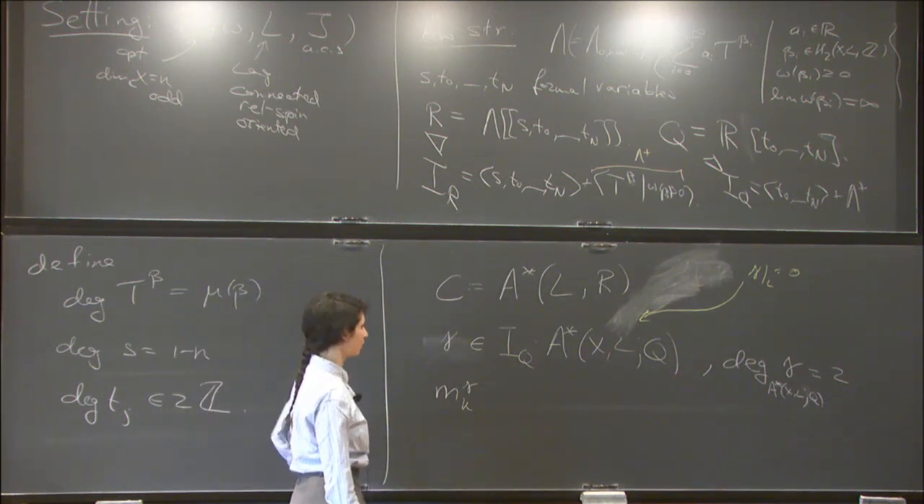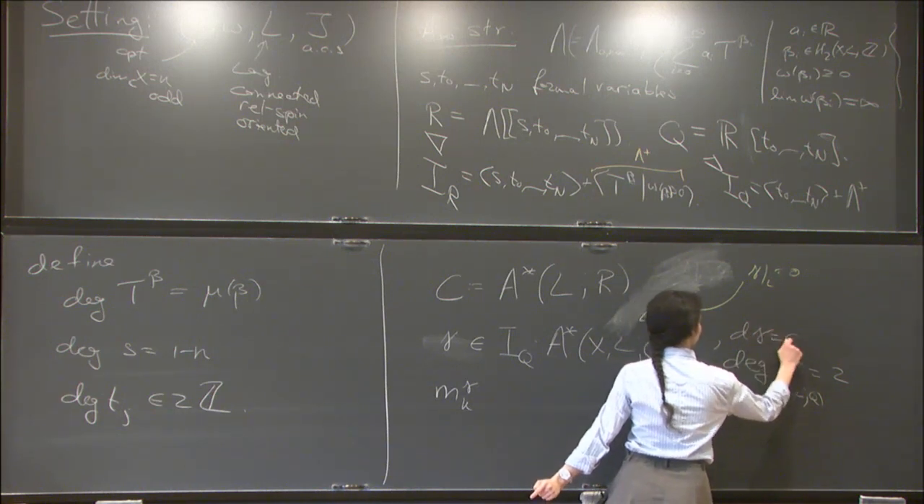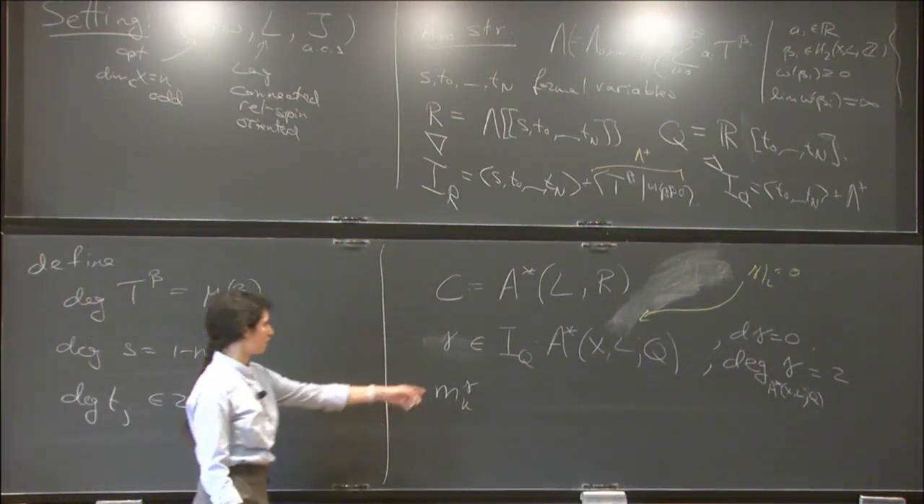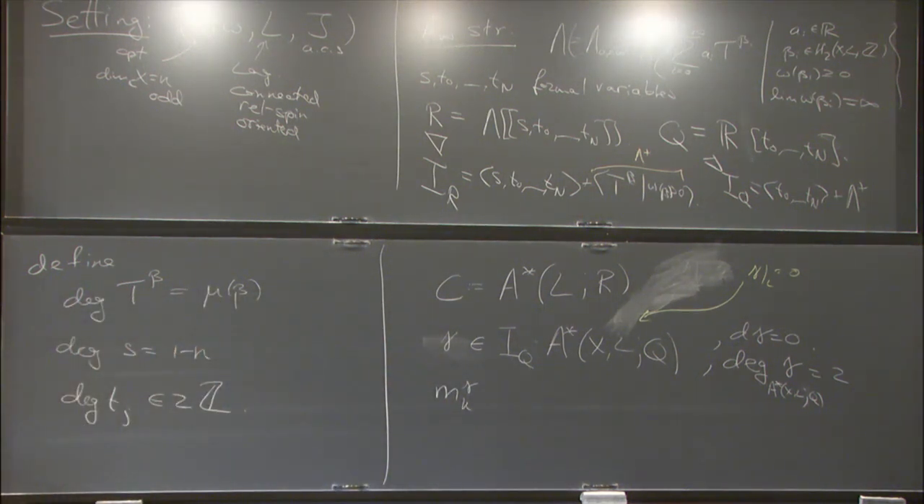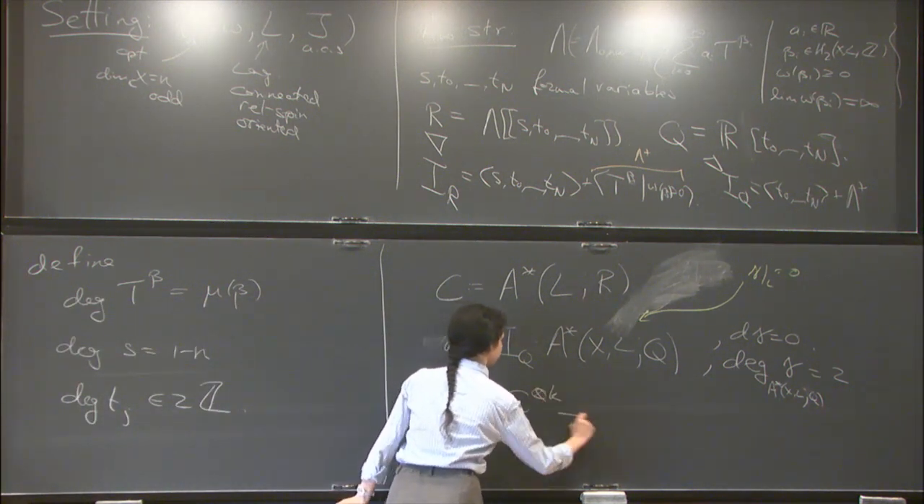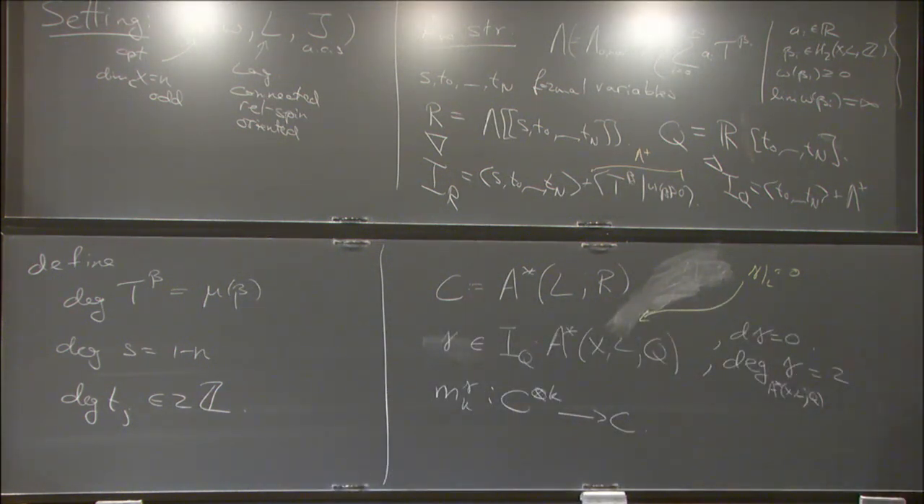Yes, I was so focused on the colors that I forgot all the important things, sorry. dγ should be 0 and has total degree 2. It should have some variable because I will plug it in a lot of times, so I want the series to converge. And now that I've chosen γ, I can define structure maps as follows.